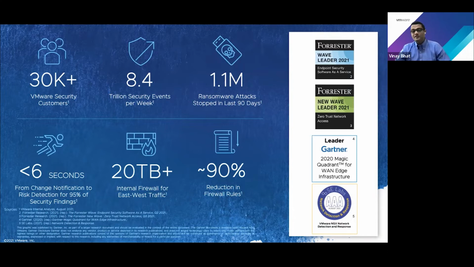And there are some other stats for you to watch. For example, we've stopped 1.1 million ransomware attacks in the last 90 days. 20 terabytes of internal firewall is something that VMware can deliver, and that helps you reduce firewall rules. So we have service-defined firewall elements, we have NTA NDR, and we have all those elements, and I'm going to talk about it. And they're all leaders in their own form. So even if I take out one element of my zero trust security and put it forth for an evaluation, you would realize it's a leader in its own form.